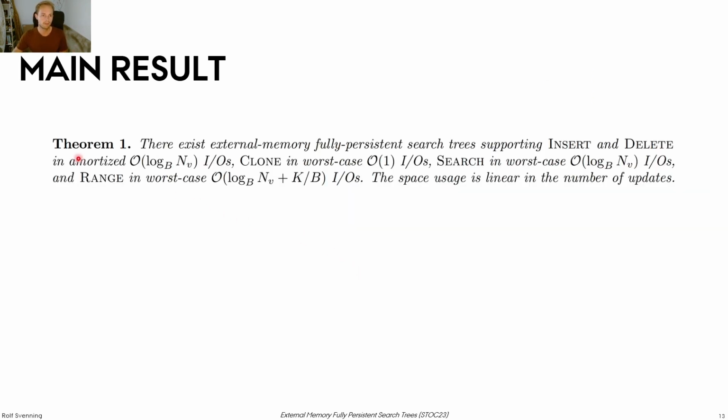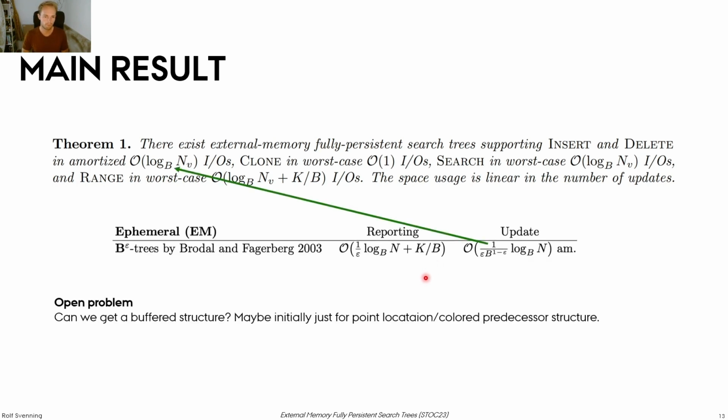Yeah, and this brings us to the main result, which is that there in fact exist external memory fully persistent search trees with bounds matching the classical B-trees. And the natural open problem is, of course, as I mentioned, can we actually make updates more efficient, as was done for these B epsilon trees by Brodal and Fagerberg in 2003 by introducing the notion of buffered updates. And partial results here would be to buffer the point location structure or the colored predecessor structure.